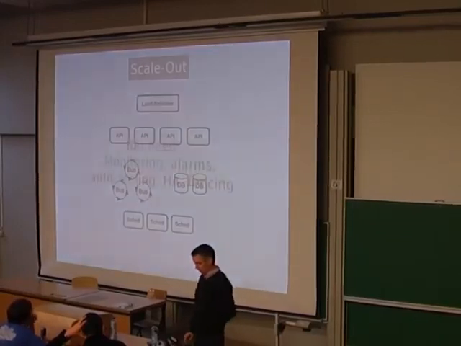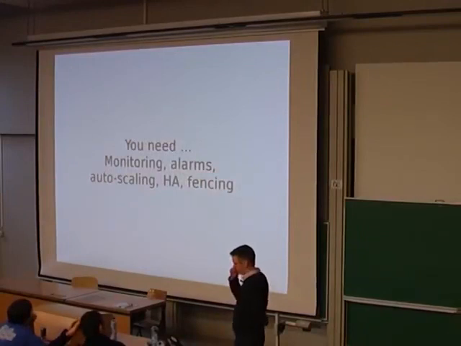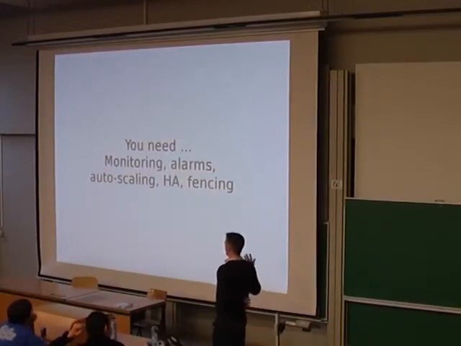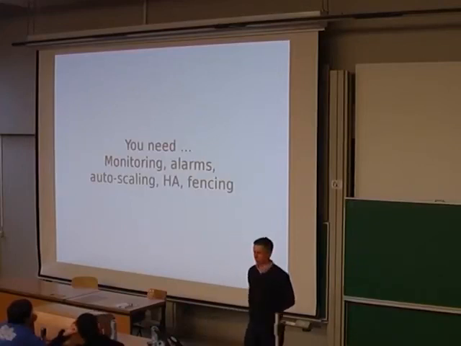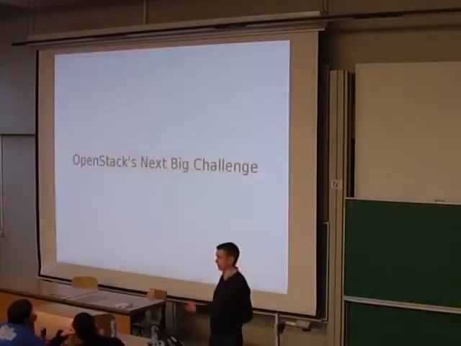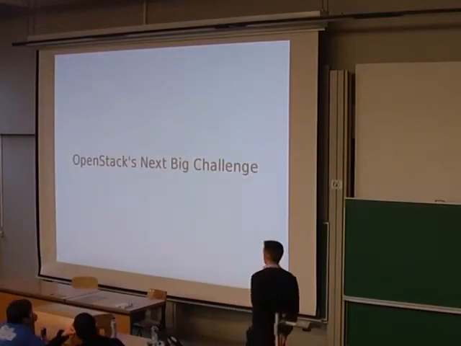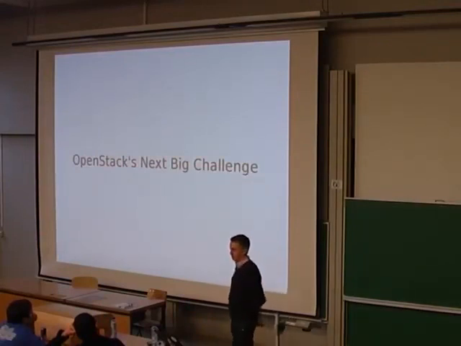But with a deployment like that, you're going to need monitoring, you're going to need alarms, you're going to need all the scale of HA fencing, all that good stuff. So I really see this as OpenStack's next big challenge. How do we, as a project ourselves, actually help users to deploy like this?